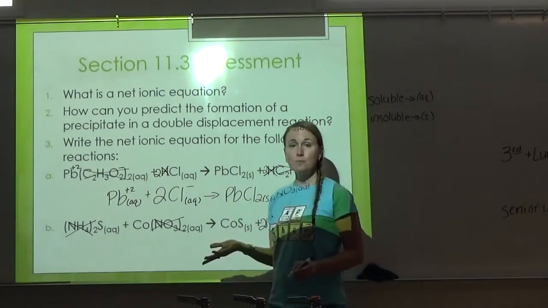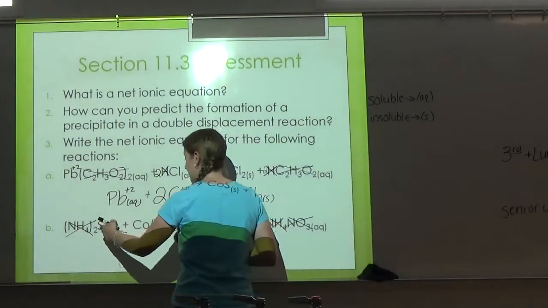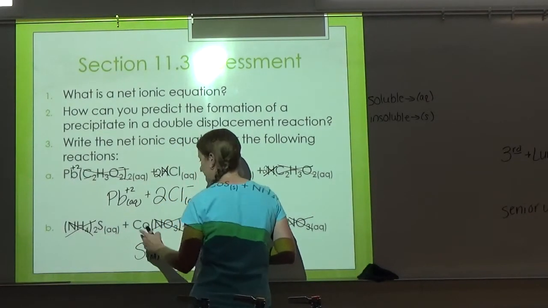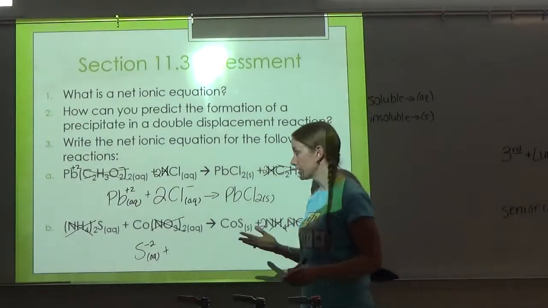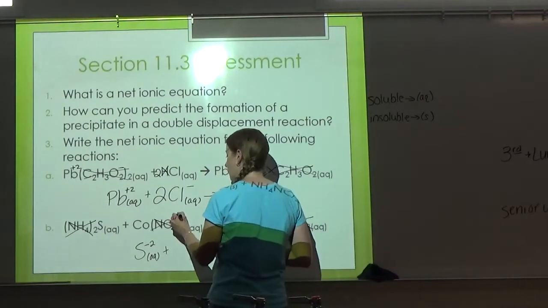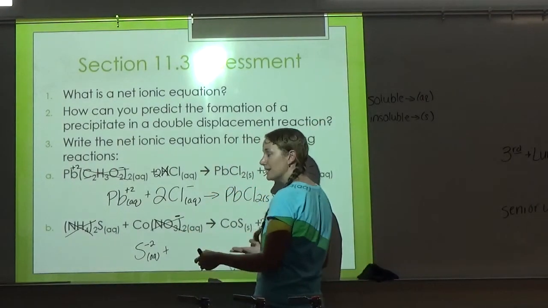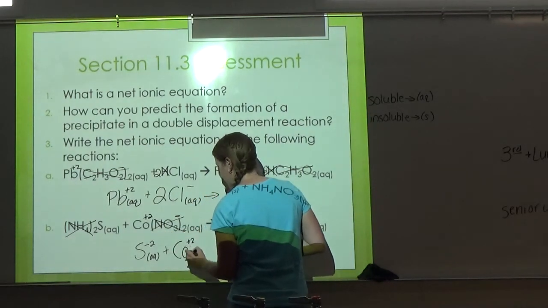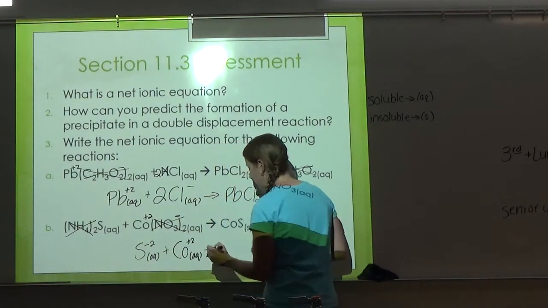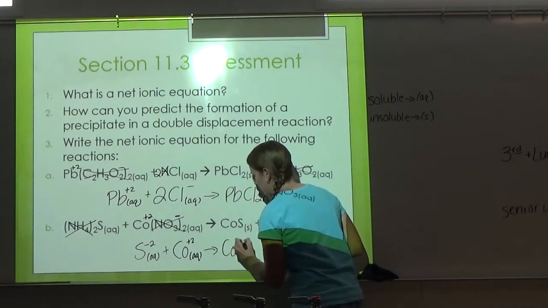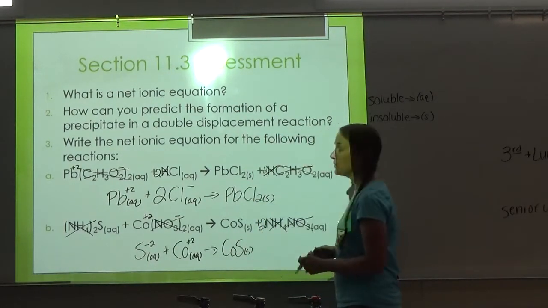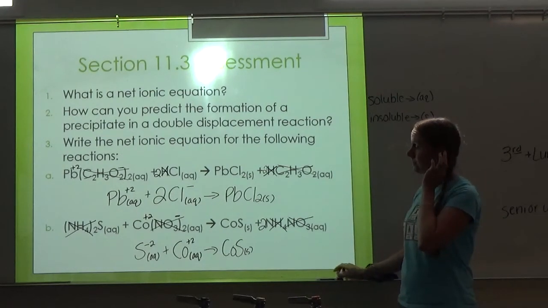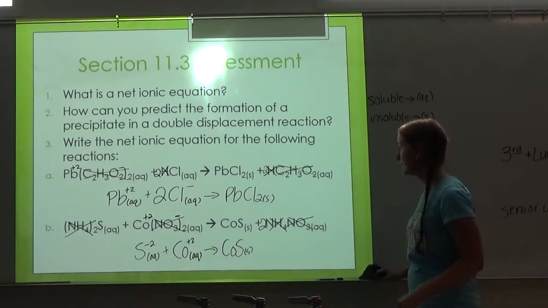All right, so then I just bring down what I have left. So S has a -2 charge, and it's aqueous. Now Co can have multiple charges. So NO3 is -1, but since there's 2 of them, that's like -2, so Co is +2. I'm going to put my aqueous, and then that forms my solid, which I don't mess with. Don't mess with the solid, liquid, or the gas. Just leave it alone. All right, so hopefully you got that one right.